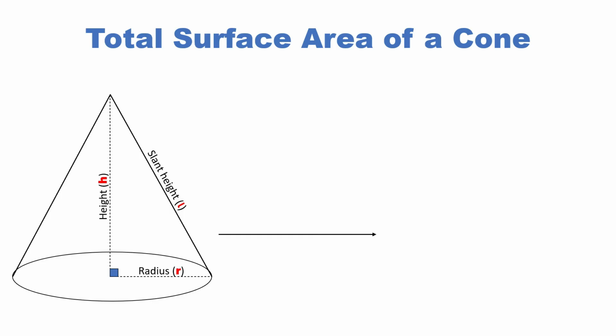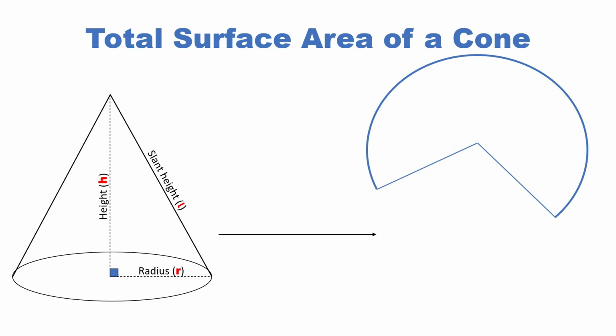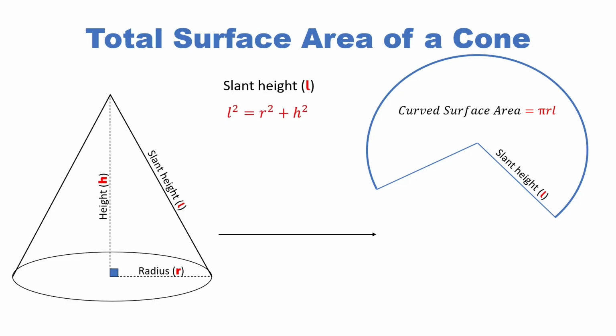Now, moving on to the total surface area of the cone, again, let us break our cone into two-dimensional shapes. If we do so, we get this sector of a circle from the curved surface of the cone, and the slant height of the cone will make the radius of the sector. So, the area of the curved surface is equal to pi r L, and remember that we can get L from the Pythagoras theorem if the value is not given. So, L squared will be equal to r squared plus h squared. Hence L will be equal to the square root of r squared plus h squared.